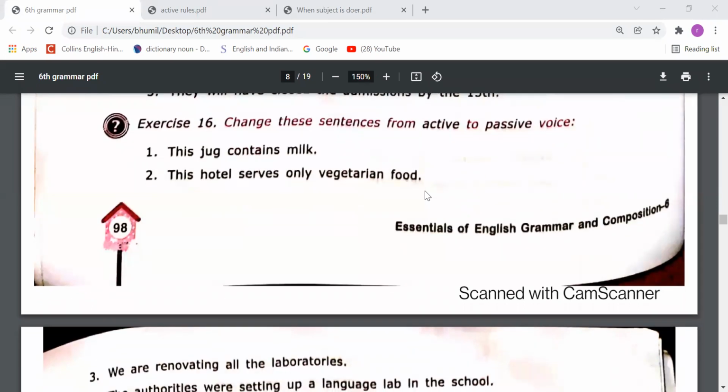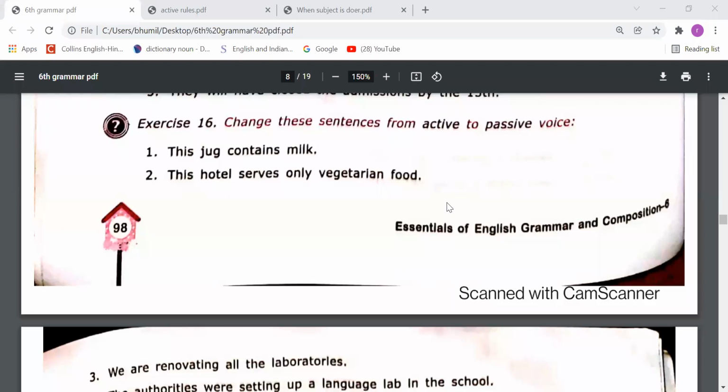Next, this hotel serves only vegetarian food. Who will let me know about this sentence? Raise your hand. Dear students, you all should try. Either your answer is right or wrong, it doesn't matter, but at least you are trying to participate. That's a great thing for me. So I request all the students, please participate. I will not mind if your answer is wrong.